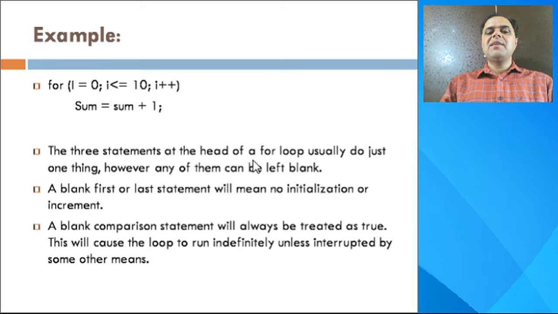Those are the three statements at the head of a for loop. Usually they do just one thing, however any of them can be left blank. They will do one thing at a time. So we can leave blank any of these three. If we leave the first statement blank, it means no initialization will be done, and if we leave the last statement blank, it means no increment or decrement will be done.